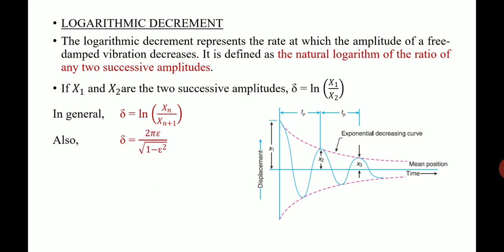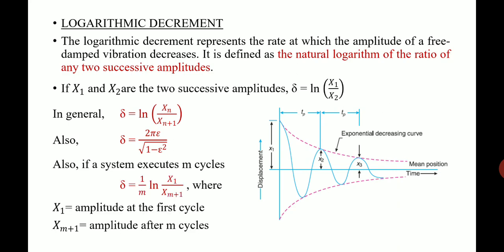In addition to that, there are other equations also for logarithmic decrement. All these equations will be useful when you are doing problems. The next equation is delta is equal to 2 pi epsilon by root of 1 minus epsilon square, where epsilon is the damping ratio. There is one more equation for logarithmic decrement, for the case where we are given n oscillations. If the amplitude of the first oscillation is given and the amplitude after 5 oscillations is given, and you need to find the logarithmic decrement, the equation is 1 by m ln x1 by x(m plus 1), where m is the number of cycles. Different problems will be asked in these cases where you can use all of these equations.